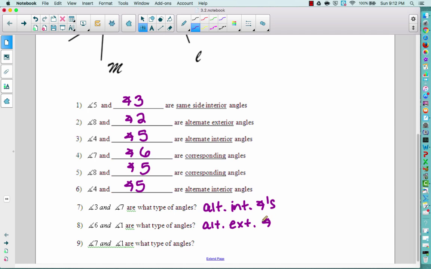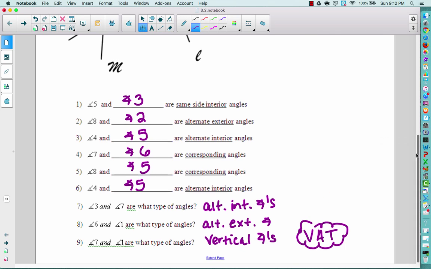And the last one, 7 and 1, those are the ones we've been working on all year. Those still remain to be our vertical angles. And we know that vertical angles are congruent by the vertical angle theorem. Our little favorite theorem, vertical angle theorem.